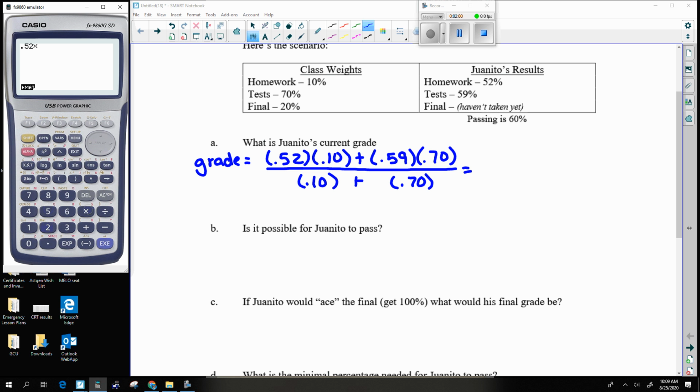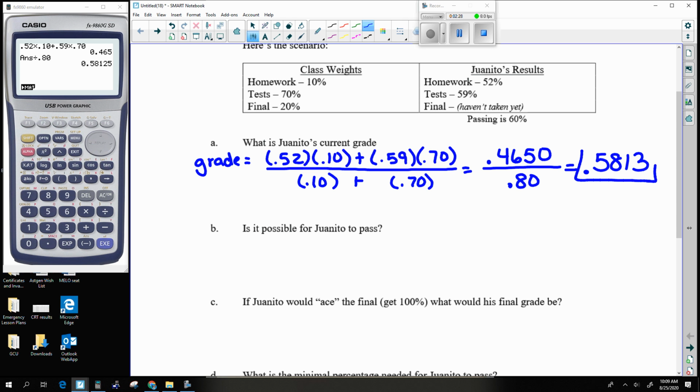So the top answer is 52 times 10 plus 59 times 70, and that is 4650. Divided by the bottom, which is 10 plus 70, so that's 80%. And that comes out to be 58.13. All right, so that is Juanito's current grade. Is it possible for Juanito to pass? I don't know. We have to answer question C.